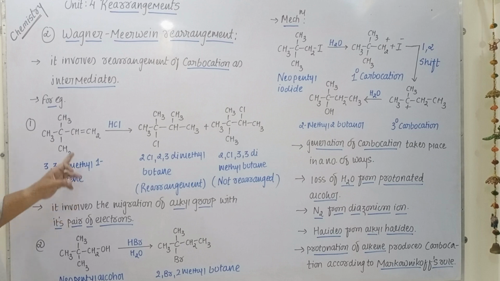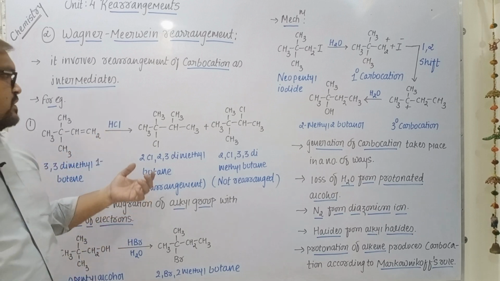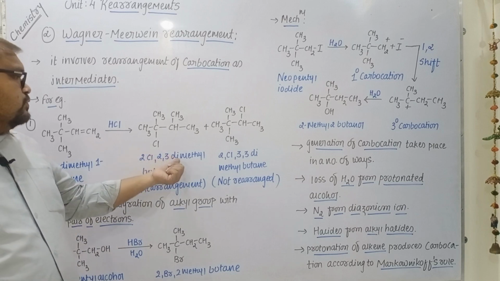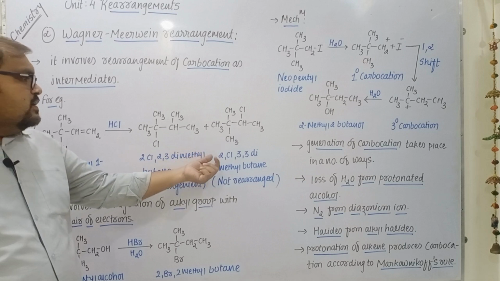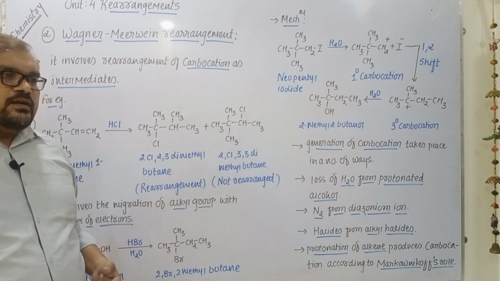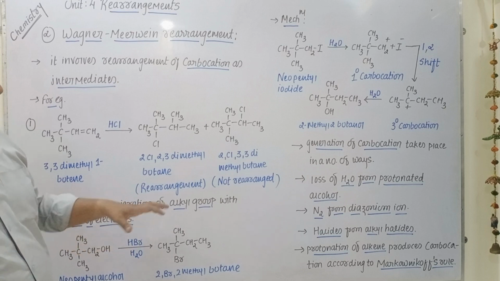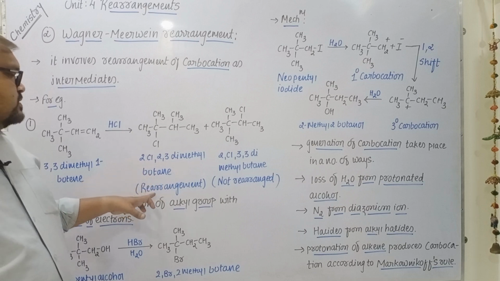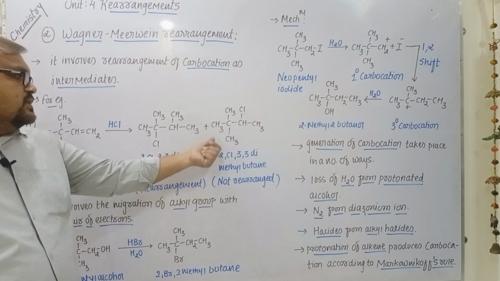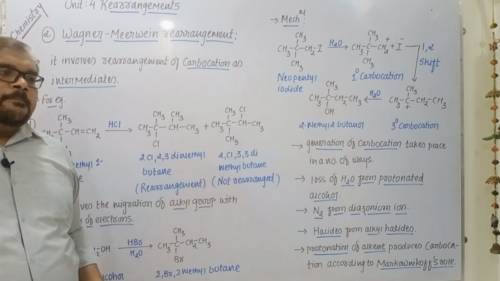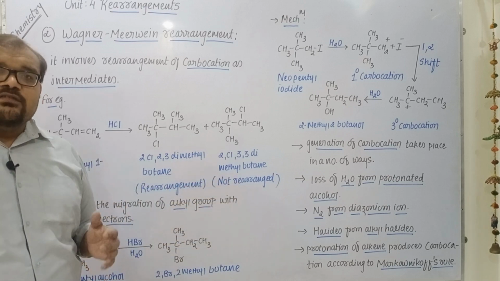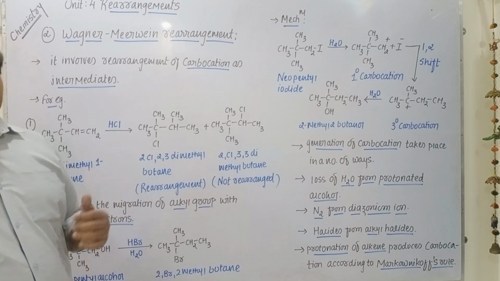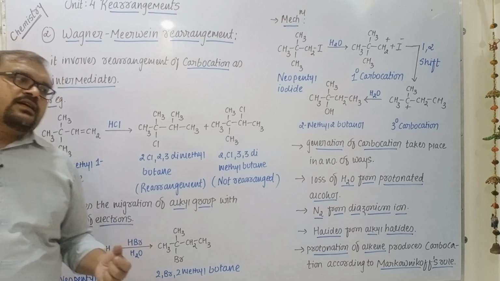3,3-dimethyl-1-butene. When this compound undergoes addition of HCl, it gives two types of product: 2-chloro-2,3-dimethylbutane and 2-chloro-3,3-dimethylbutane. Out of these two products, 2-chloro-2,3-dimethylbutane is the rearranged product, while the other is the non-rearranged product, right? This can be better explained with the help of one more example as well as the mechanism. How? Let's see.